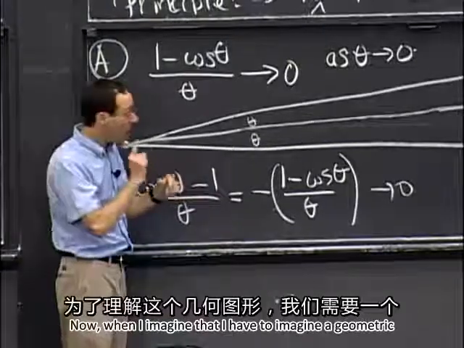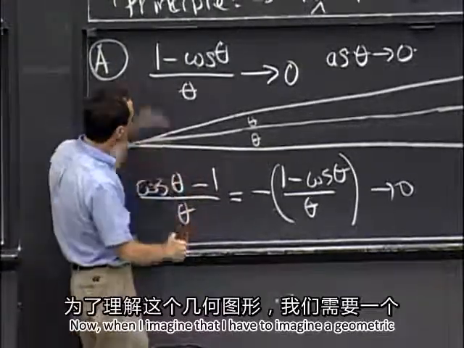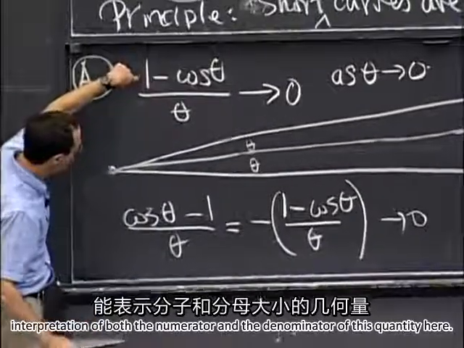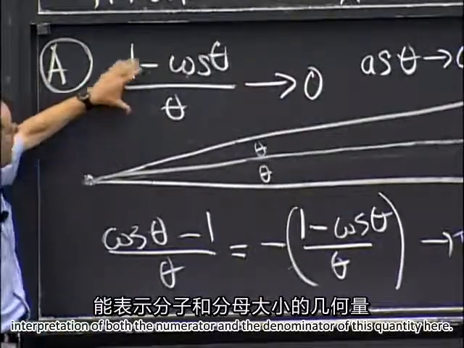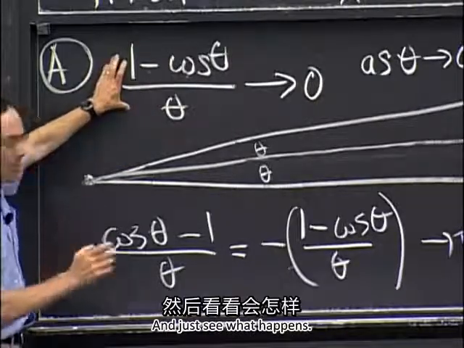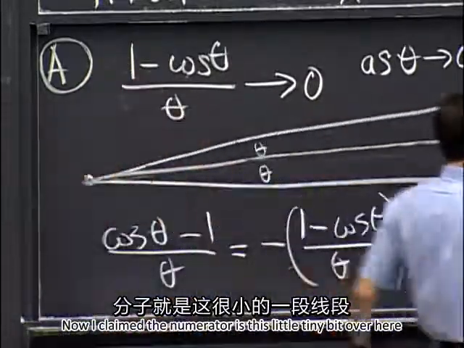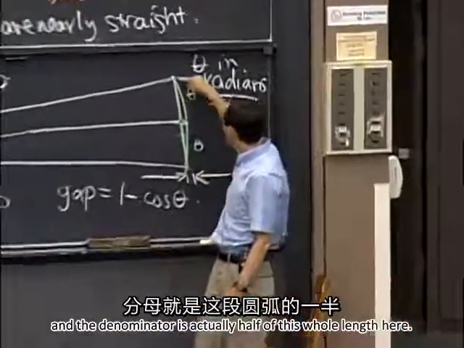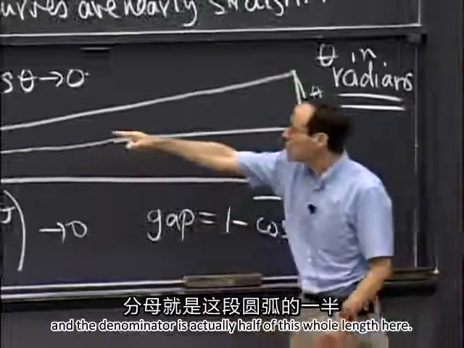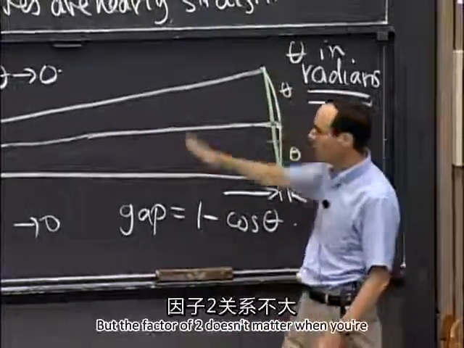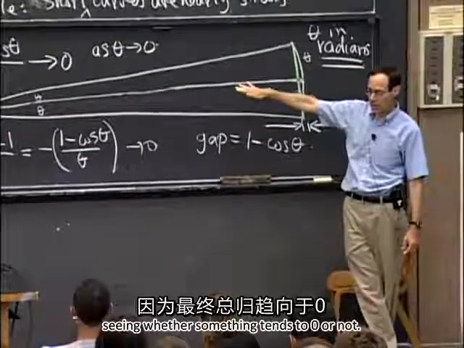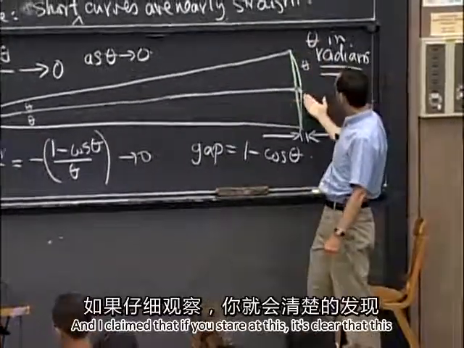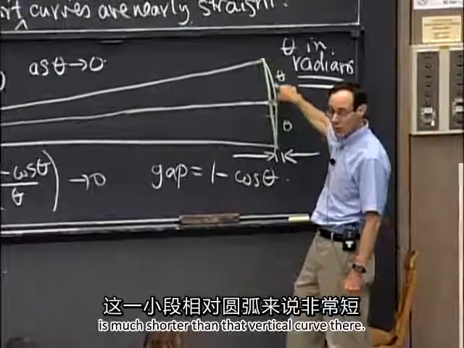Okay? Now, when I imagine that, I have to imagine a geometric interpretation of both the numerator and the denominator of this quantity here, and just see what happens. Now, I claim the numerator is this little tiny bit over here. And the denominator is actually half of this whole length here, but a factor of 2 doesn't matter when you're seeing whether something tends to 0 or not.